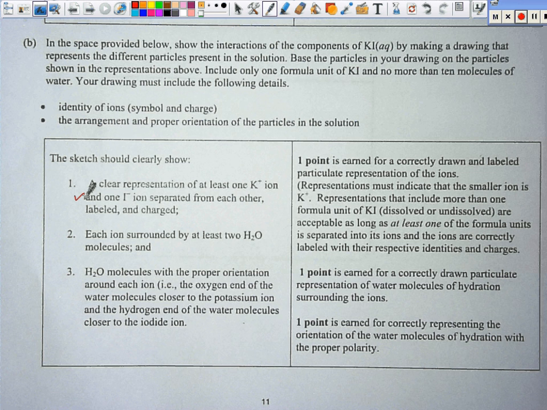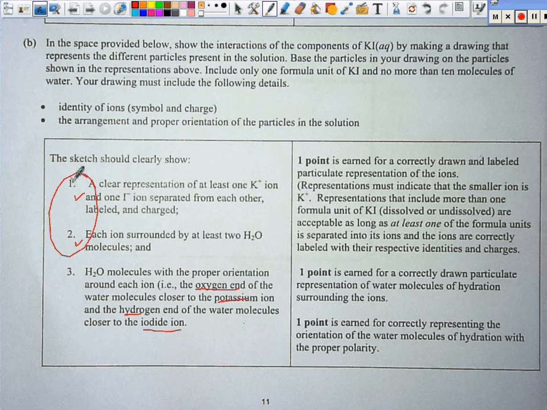But this is where the third one would have been. You probably would not have got this. The water molecules with a proper orientation around each ion. Hence, the oxygen end of the water closer to the potassium and the hydrogen end closer to the iodide. Did we do that? Again, you probably would have gotten those. But the third one would have been where you lost it. So again, one point. Each point is earned by correctly drawn, labeled particulate representations. Now, this is where I wanted to make sure.